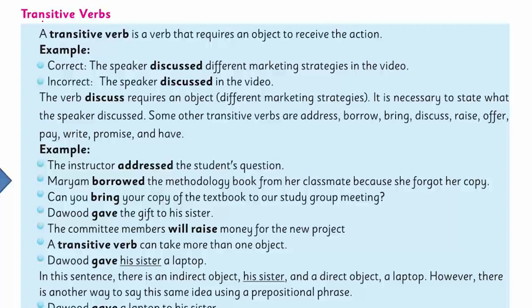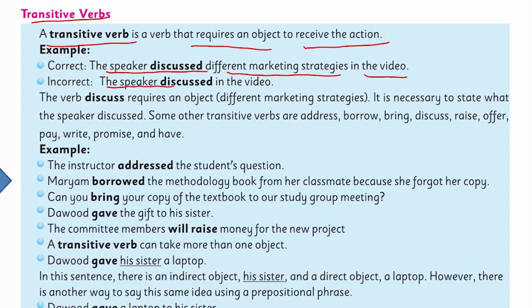Let's discuss the transitive verbs first. A transitive verb is a verb that requires an object to receive the action. The example is, the speaker discussed the different marketing strategies in the video. It would be incorrect to say, the speaker discussed in the video. What did the speaker discuss? Someone might wonder that. The verb discuss requires an object, which is different marketing strategies here. It is necessary to state what the speaker discussed.